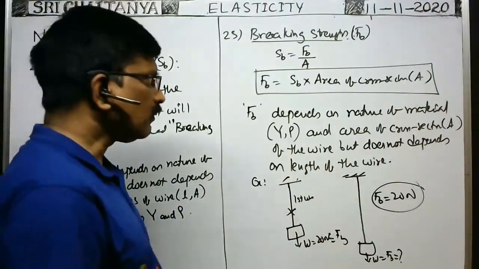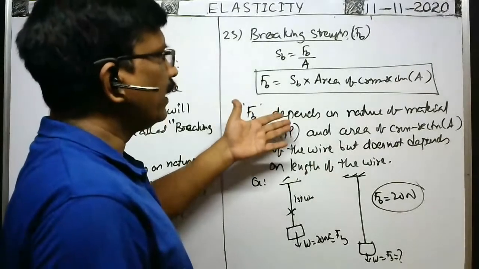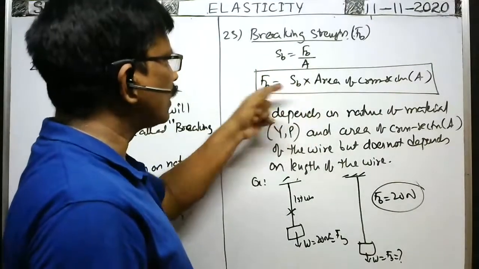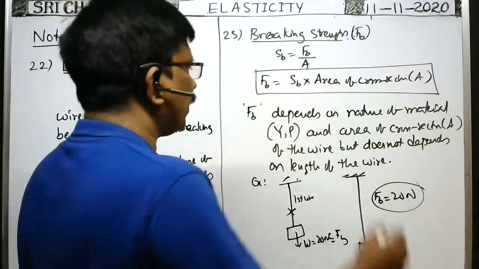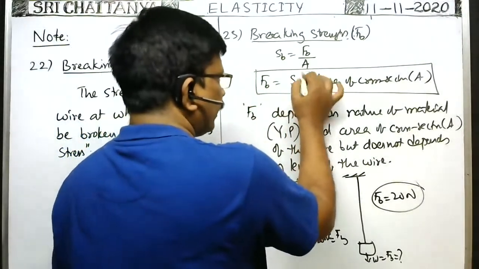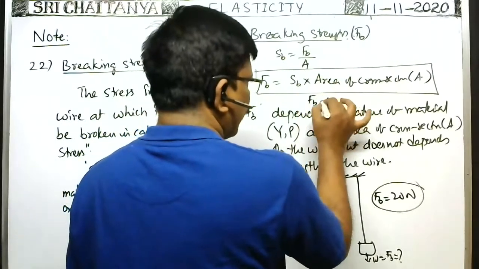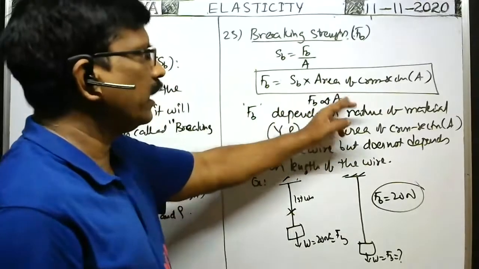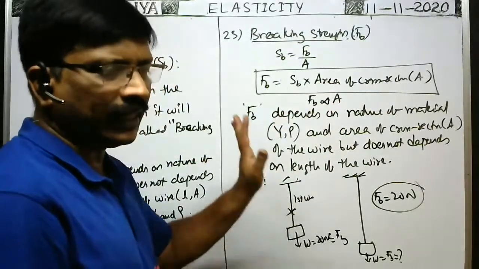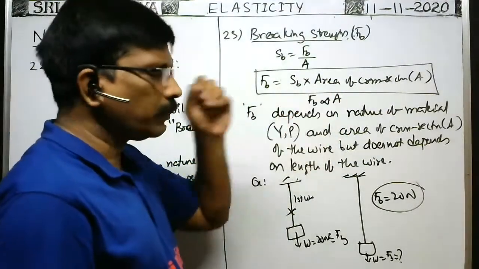Sometimes they may ask, when the area of cross section of the wire is doubled, what is the breaking force? In such a case, breaking force is directly proportional to area of cross section, because for the given material it is constant. So breaking force is directly proportional to area of cross section A. F1 by F2 is equal to A1 by A2. Whatever the length, F1 by F2 is equal to A1 by A2.